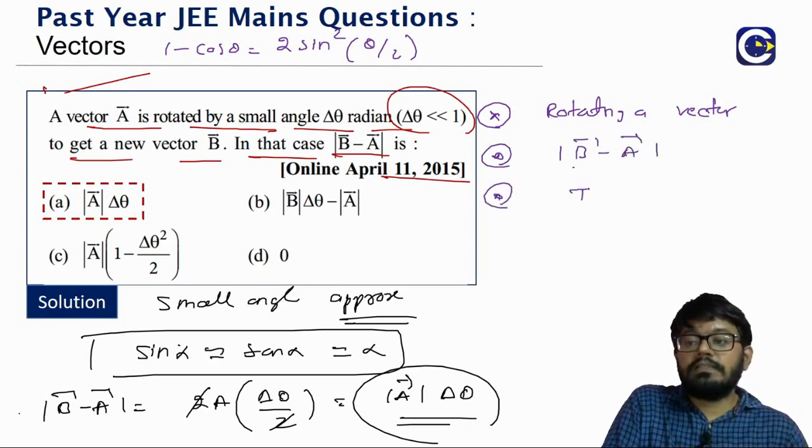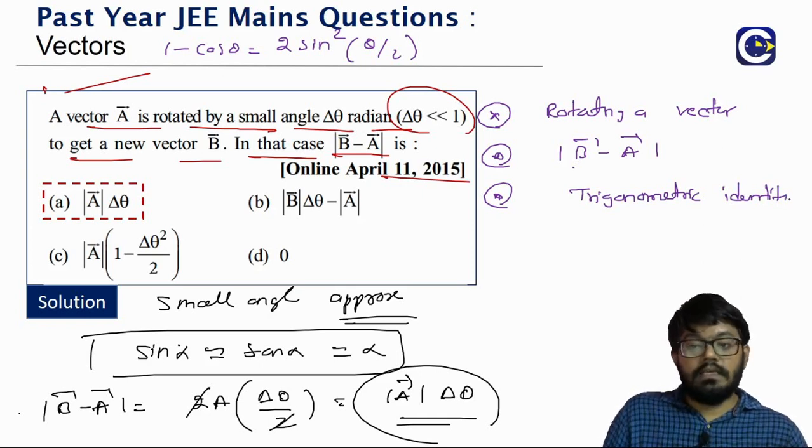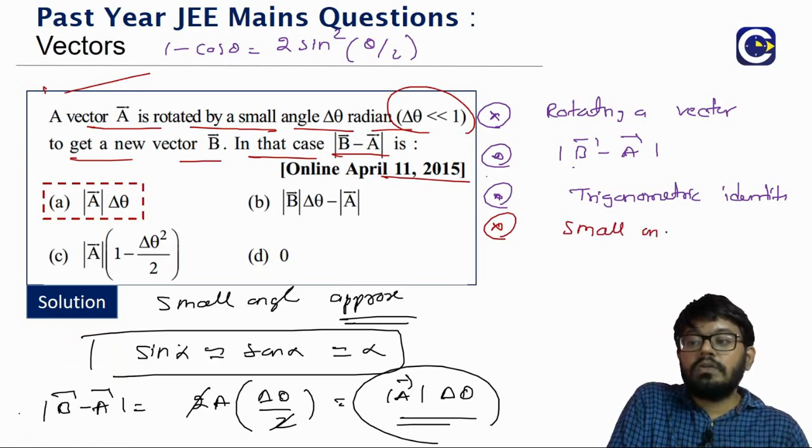The third thing is the trigonometric identity. That formula, what is it? 1 minus cos theta is equal to 2 sin square theta by 2. That formula we use. Then the last thing, and the final concluding thing, that is also very important. What is it? Otherwise we would not have got the answer. The same trigonometric related only, but what do we call it as? Small angle approximations.